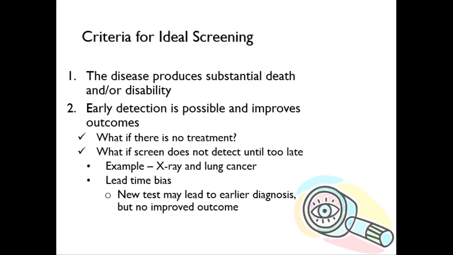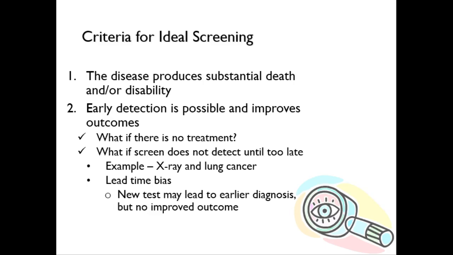Now that we've discussed the first criteria for ideal screening, let's move to the second. Early detection is possible and it improves outcomes. This requires us to ask a couple questions. First, what if there is no treatment? If we can detect a disease but there's no treatment or outcomes are not improved, there's no need to provide the screening. It provides no benefit to the individual. It actually might be harmful to an individual, as they'll know that they have a disease for which there's no treatment.